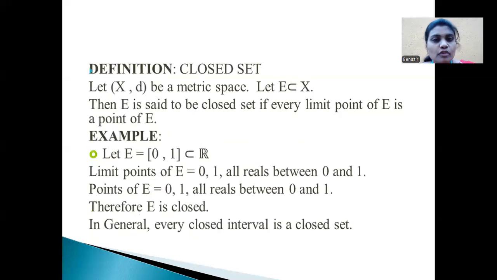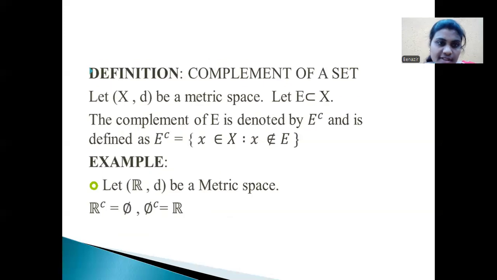Now, the next definition: closed set. Let (X, d) be a metric space. Let E be a subset of X. Then E is said to be a closed set if every limit point of E is a point of E. For this, we consider the example E equal to the closed interval [0, 1], which is a subset of R. Limit points of E are 0, 1, and all reals between 0 and 1. The points of E are 0, 1, and all reals between 0 and 1. Therefore, E is closed. Generally, every closed interval is a closed set.